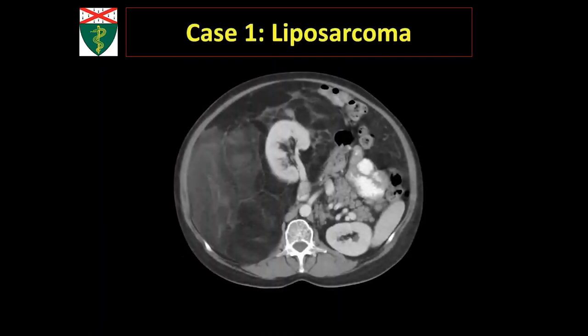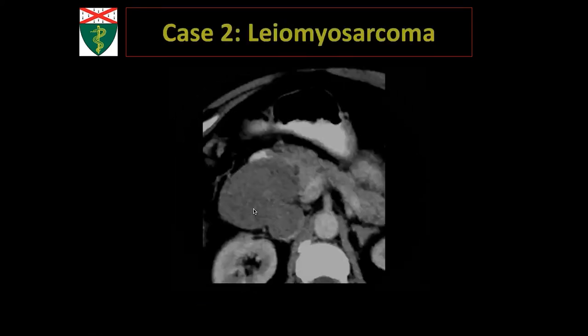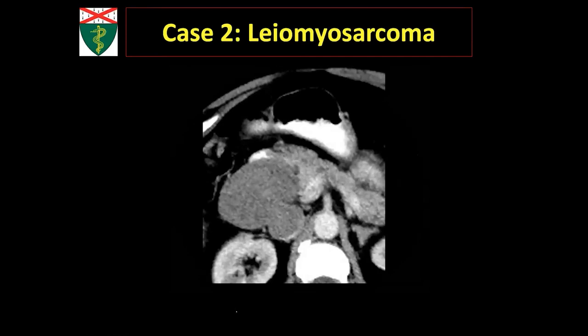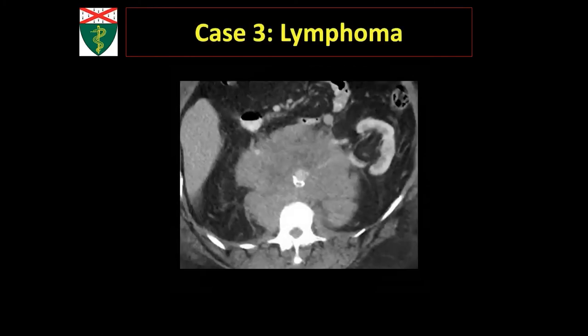So let's cycle back to our cases. First case, everyone who got this right, you can pat them on the back. Liposarcoma, a large fat-containing mass in the perirenal space pushing the right kidney anteriorly. Our second case was leiomyosarcoma, a mass in the retroperitoneum, the majority of which is outside of the vessel, but you certainly see a component that's invading the IVC here. So that's a leiomyosarcoma. This was lymphoma. Lymphoma's lifting the aorta off the spine, enveloping the vessels, not causing any degree of obstruction within this left kidney over here.